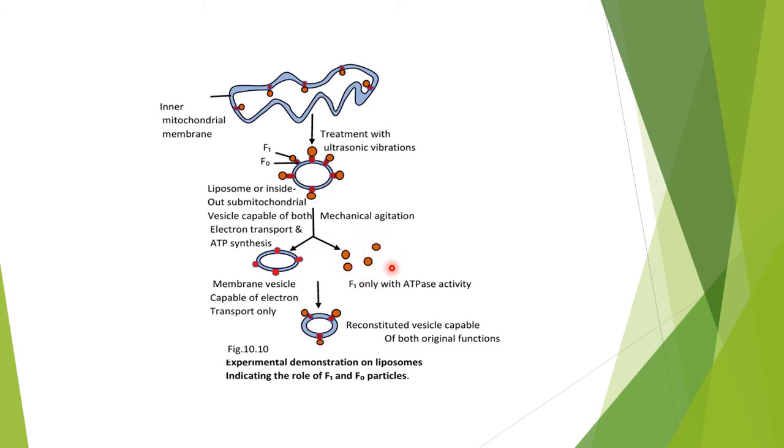These F1 will act as ATPase because, as I said, once it is free, once it is isolated, it will have a reverse function. At that time it will not be ATP synthase, it will be ATPase. It will show a rotation hydrolysis of ATP. And once both are reconstituted, they will resume the function of both the electron transport chain as well as ATP synthesis. This is the live experimental demonstration on liposomes indicating the role of F0 and F1 particles.